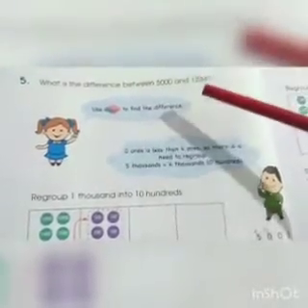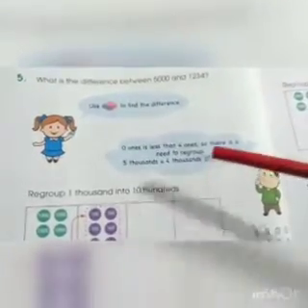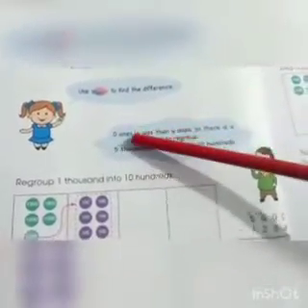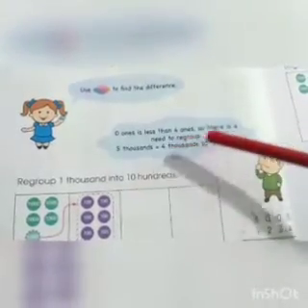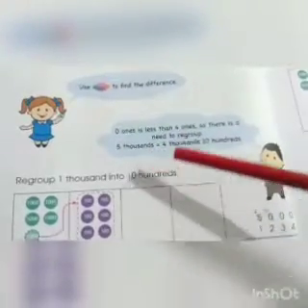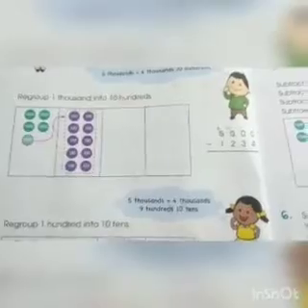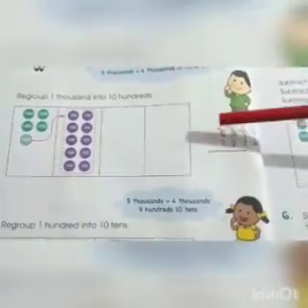Okay class, as you know, 0 is less than 4. Subtrahend in the ones place is bigger than minuend. Okay, 0 ones is less than 4 ones. So there is a need to regroup. We need to borrow from 5. 5000 is equal to 4000 and 10 hundreds. Regroup 1000 into 10 hundreds.